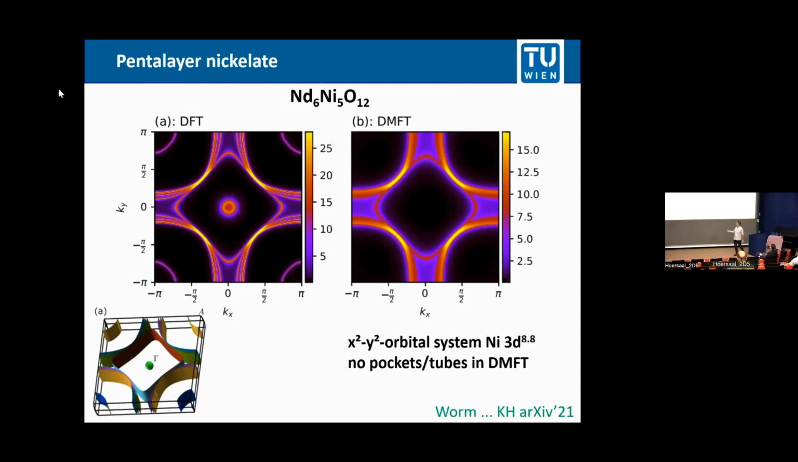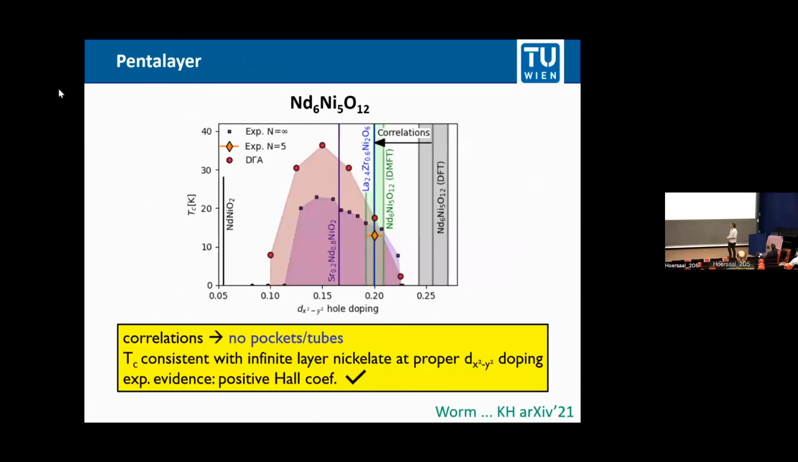Now, a very important difference if you go from DFT to DMFT is that you get rid of the pockets, not only of the gamma pocket, as I've shown you for the infinite-layer compound, but also of these tubes. So there are no pockets anymore. And that is very important for superconductivity, because the hopping parameters are essentially the same. So our D gamma A phase diagram here in red, TC versus hole doping of the x squared minus y squared orbital, is almost the same.